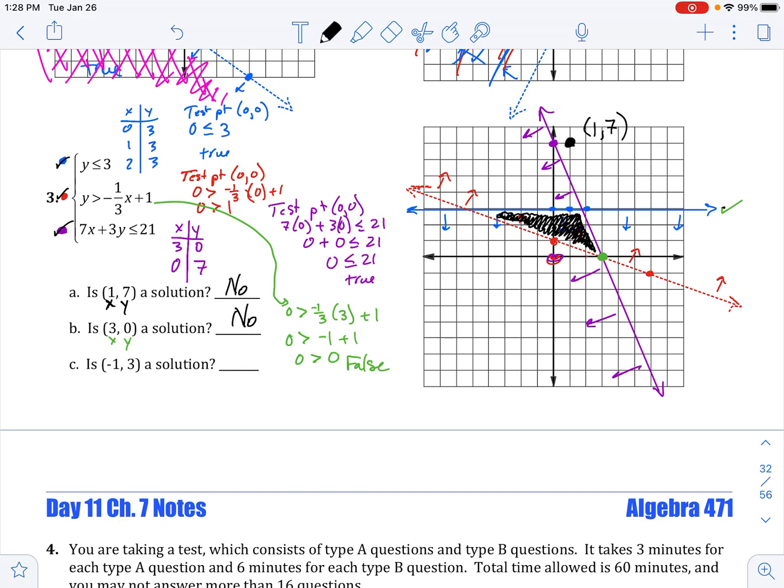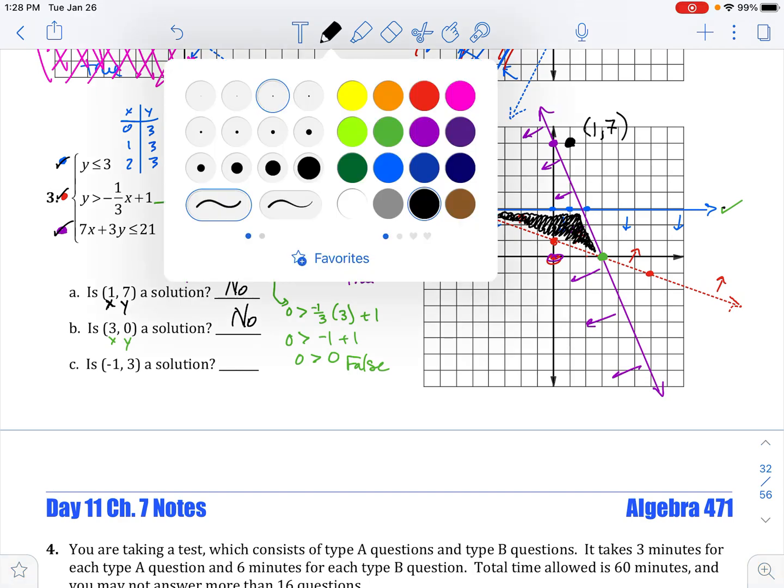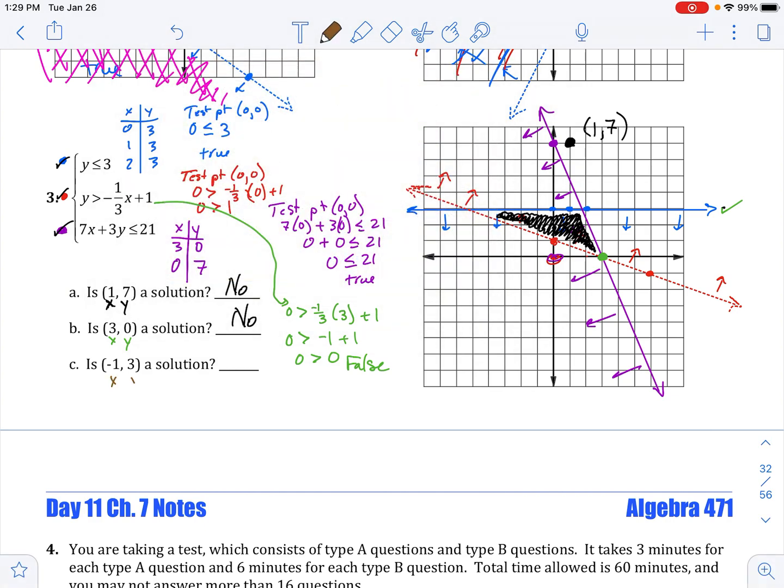Last but not least, let's go brown here. (-1, 3). (-1, 3) is this point right there. Well, that point there is definitely above the red line, right? Does everybody see that? It's above the red line. It's left of the purple line, and it's on the blue line.